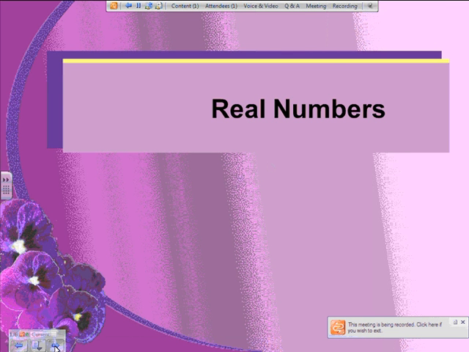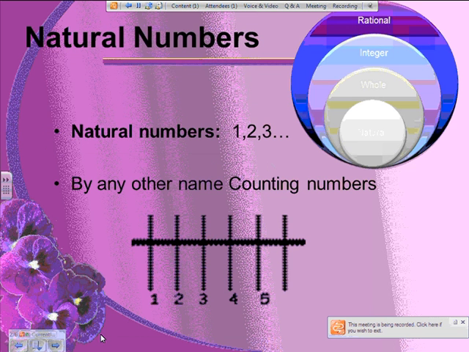Real numbers. The real numbers consist of the natural numbers, the whole numbers, the integers, the rationals, and the irrationals.